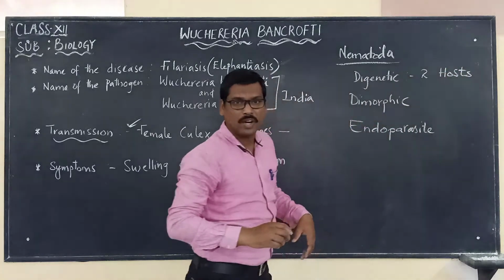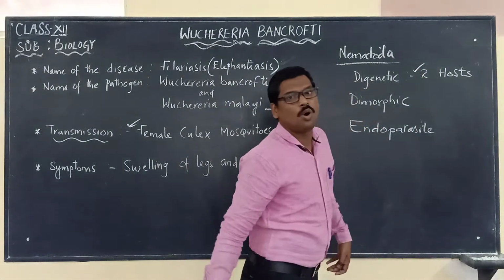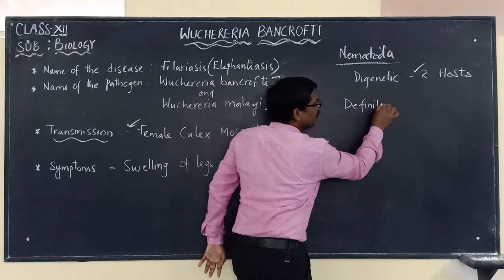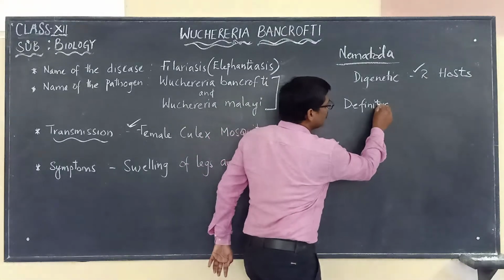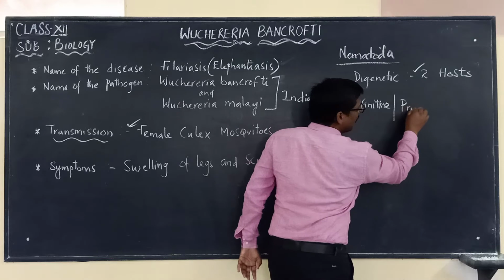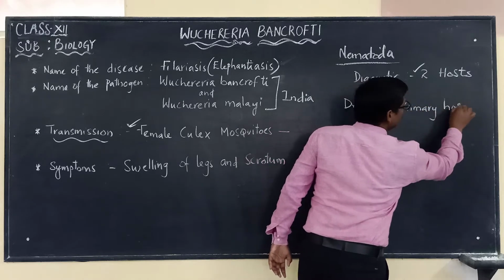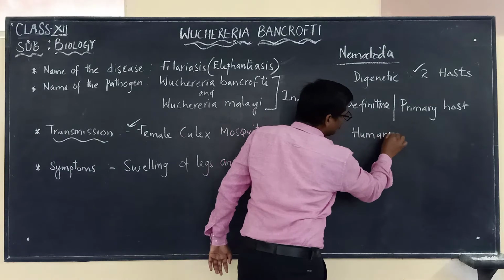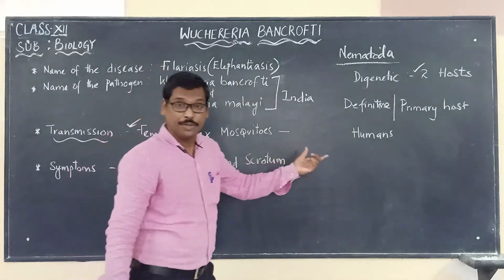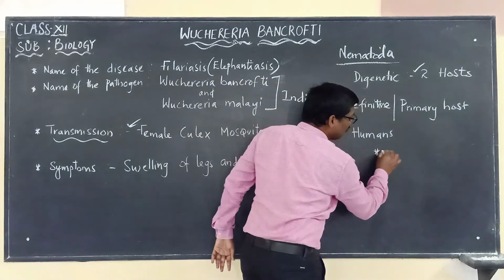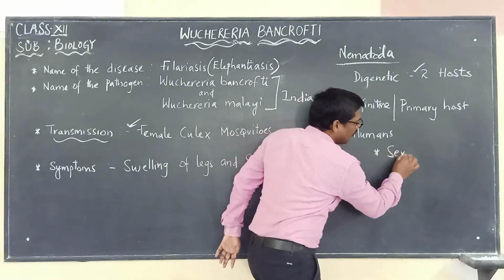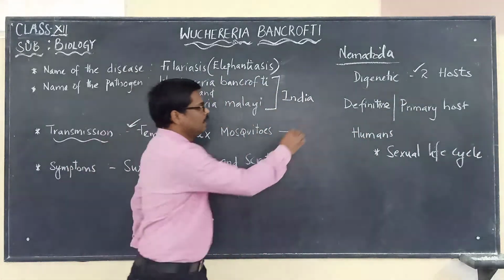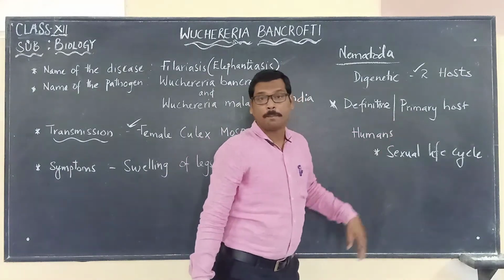So, what are these two hosts? Let us see. The definitive host, which can also be called the primary host. Here, the definitive or primary host is the humans. Please remember this. The sexual life cycle of this pathogen will be completed in the humans, which are called the definitive or primary host.